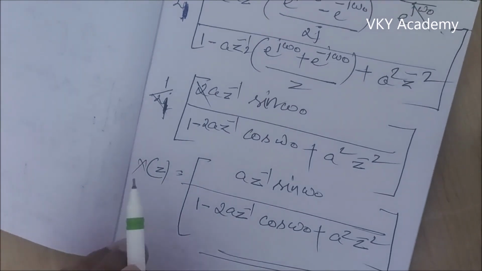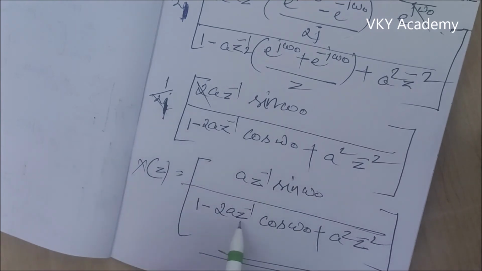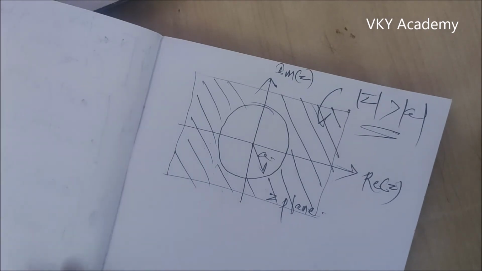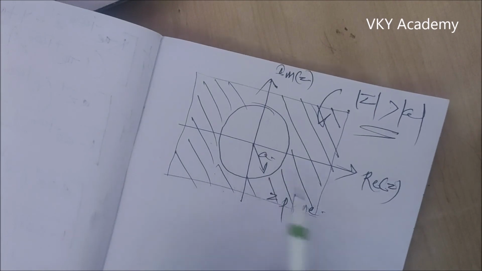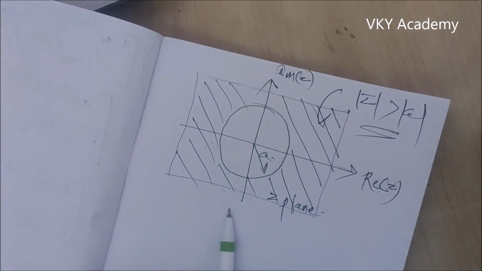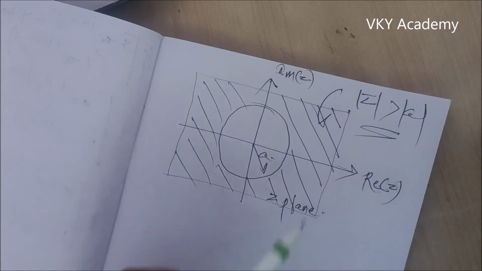So finally we got the Z transform as X of z is equal to a z inverse sine omega naught, whole divided by 1 minus 2 a z inverse cos omega naught plus a square z to the power minus 2. Now the ROC condition we have already discussed, which is mod z greater than mod a. So we will draw a circle with radius a, and this is our real axis, this is the imaginary axis, and the region of convergence will be exterior to the circle with radius a. So in this way we can determine the Z transform and region of convergence of any trigonometric function multiplied with an exponential term. Thank you.